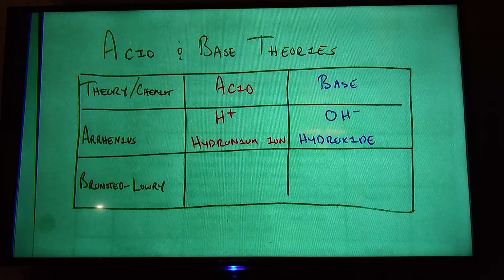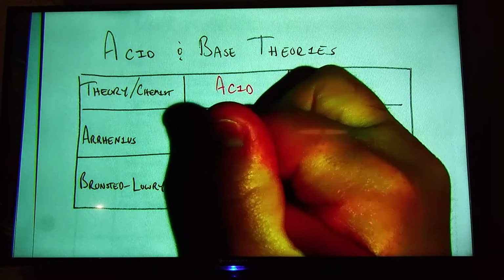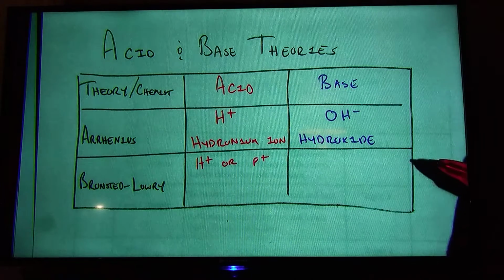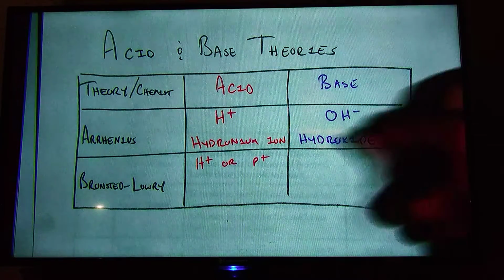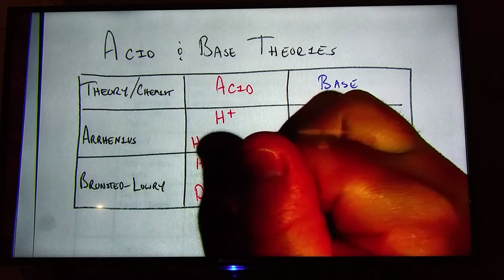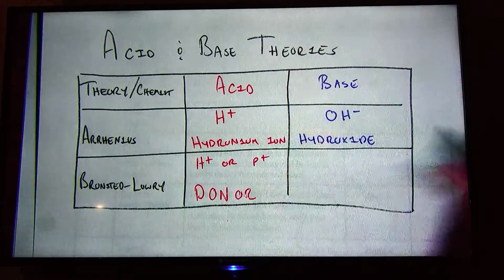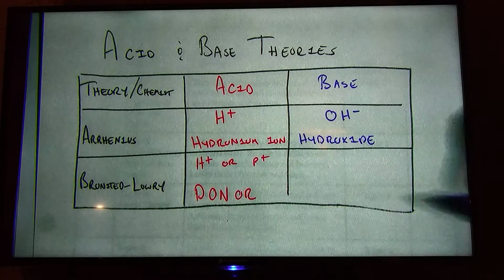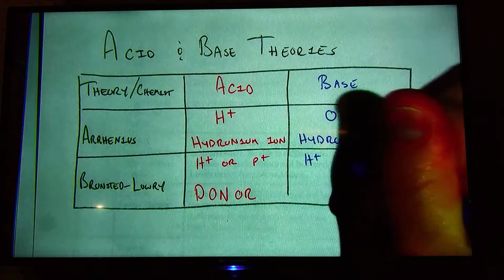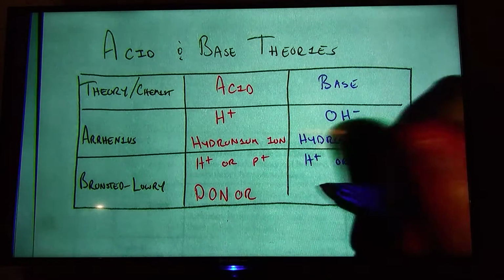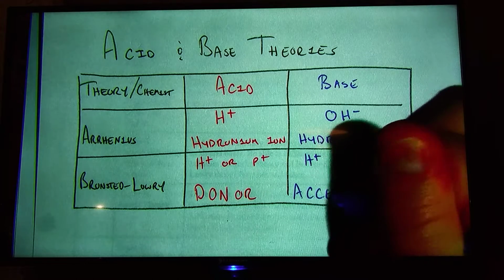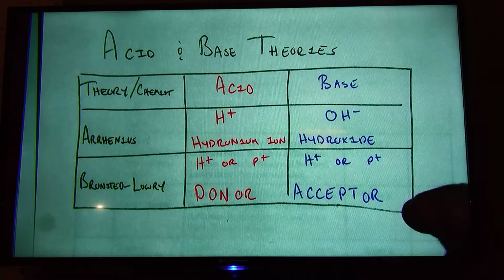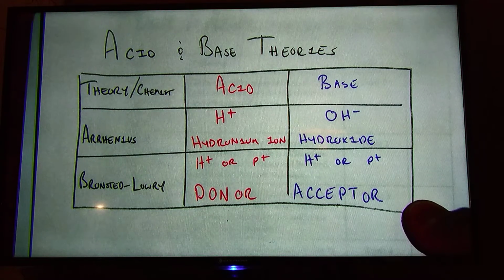For the Bronsted-Lowry theory, it's referring to the H+ or the proton, P+. So the H+ or the P+ donor is the acid, the one that donates the H+, so the proton or the H, is going to be the acid. And the one that accepts the H+ or the P+ is the acceptor, is the base. Hopefully you got that from the notes or the videos. Hold on to that for the questions we're going to see on topic 2.